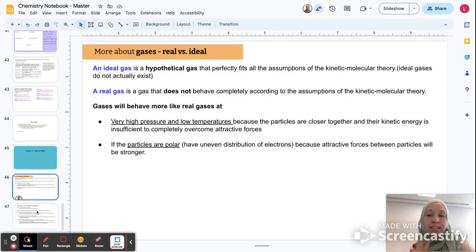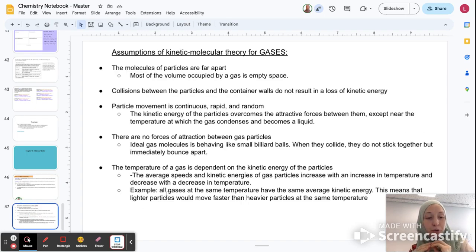Ideally, we assume when we make calculations about gases that all of the molecules, all the particles, are far apart from each other. We assume in our calculations that when the particles hit each other, there's no kinetic energy loss. They just bounce off of each other with no kinetic energy loss. We also assume that the particles are always continuously moving rapidly and randomly.